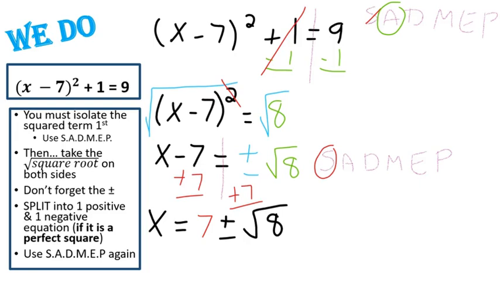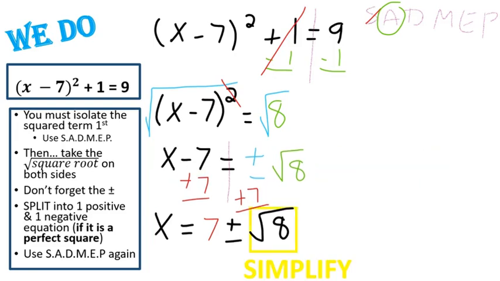If 8 was already simplified, then this would be my final answer. However, 8 can be broken down. I must break down my 8. I have to simplify. So I'm going to simplify my square root of 8. Remember, we had 2 methods, the perfect square method, and we had the prime factor method. Whichever method floats your boat, do what you got to do, boo-boo.